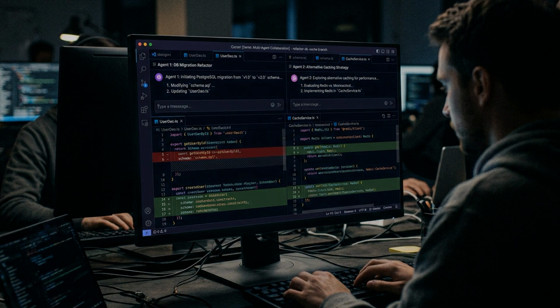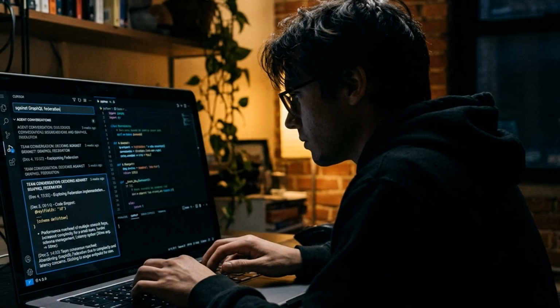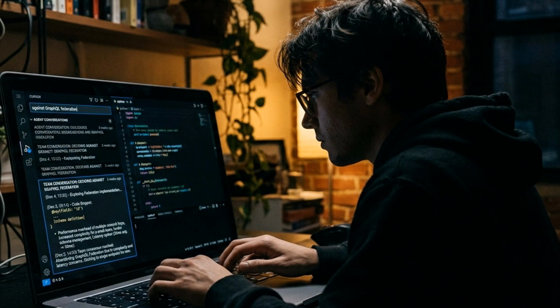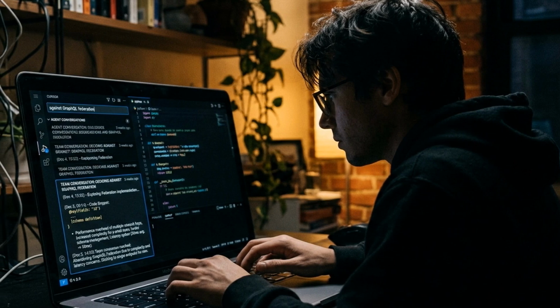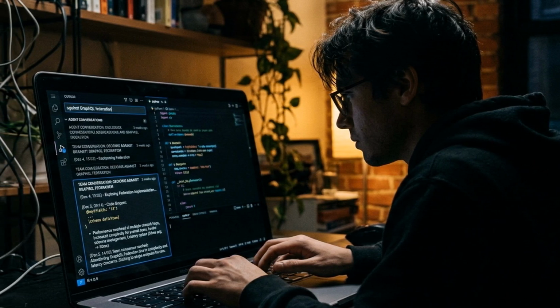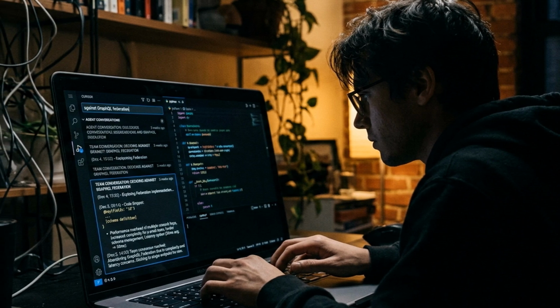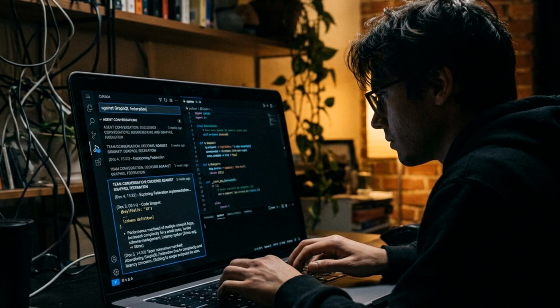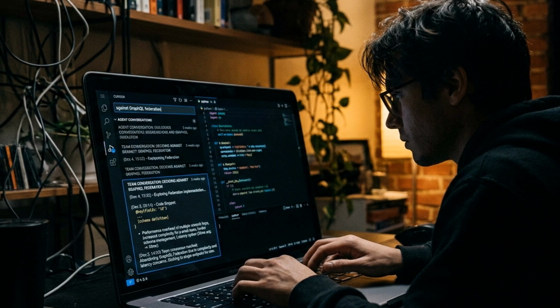Transcript search addresses a problem most teams don't realize they have until it's too late. AI-assisted decisions vanish. You asked an agent 3 weeks ago why it chose one API pattern over another. It gave a detailed explanation. That conversation is gone, buried in chat history, or lost entirely.